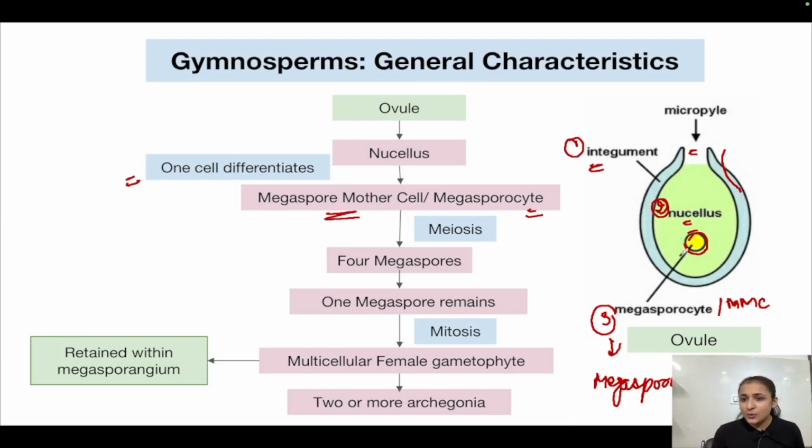When this megasporocyte undergoes meiosis, it will form 4 megaspores. So here the megasporocyte was diploid, it will form 4 haploid megaspores. Now one of the megaspores remains and 3 megaspores degenerate. Only one large megaspore remains functional and the rest 3 megaspores degenerate. Okay, so this one megaspore will undergo mitosis in order to form a multicellular female gametophyte.